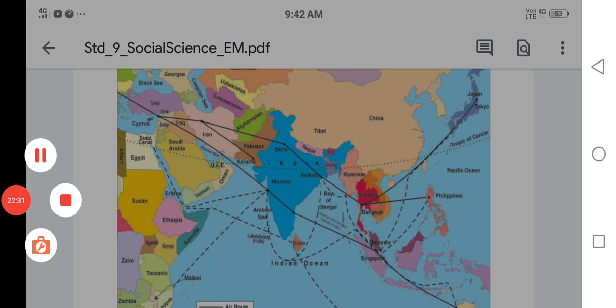So that's why India's location is very important. See, because all the sea routes as well as air routes pass through it.